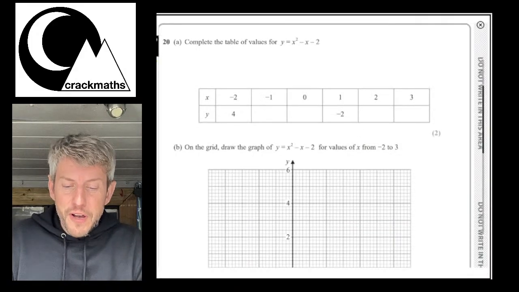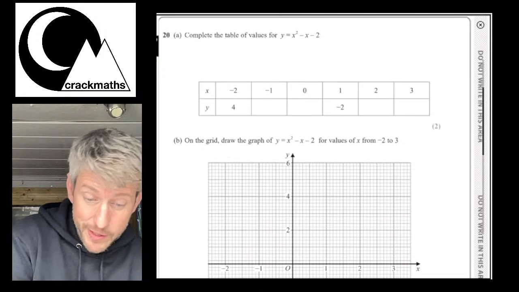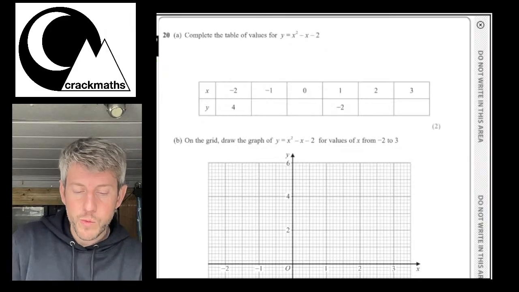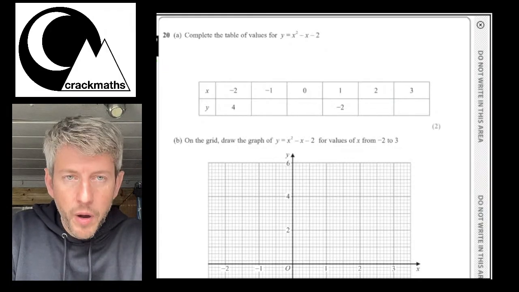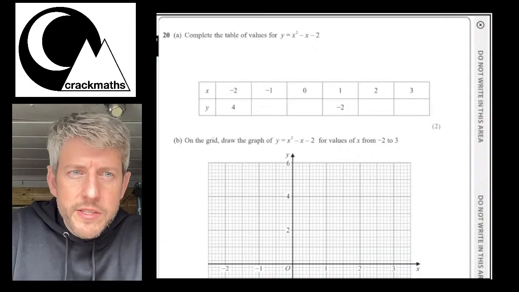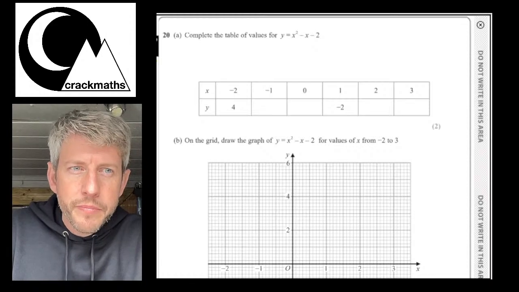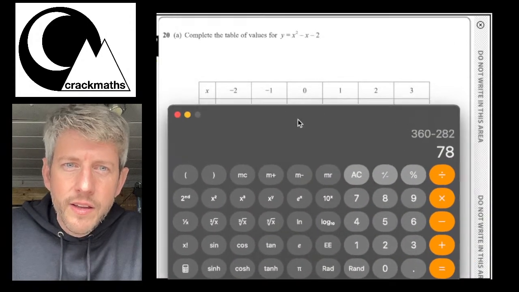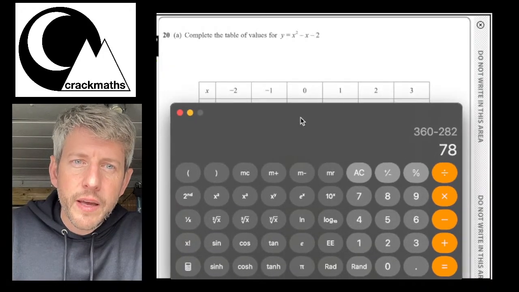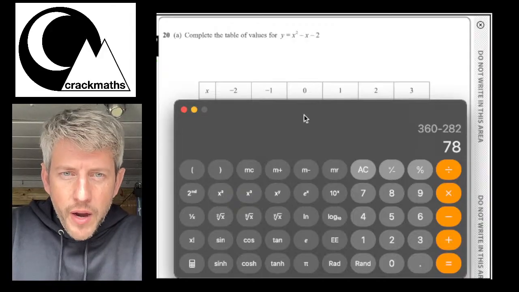Okay, so the first part of this question is to complete the table of values for y equals x squared minus x minus 2. I'm going to get the scientific calculator out again for this one because I want to show you how you can simply type these things into your calculator without really having to think about it too much. So let's do -1 first.